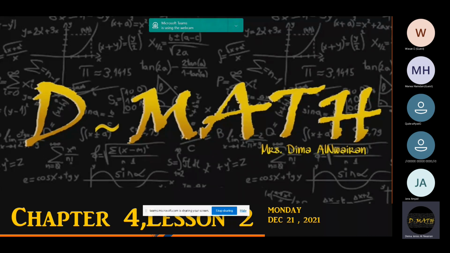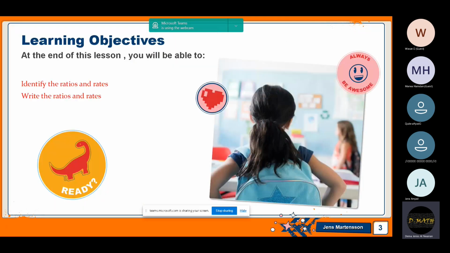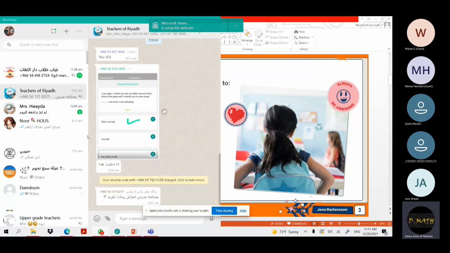Chapter 4, Lesson 2. Today we're going to start with a new chapter, Chapter 4, Lesson 2. Just the definition of ratios. I will give it to you. I will combine them together.